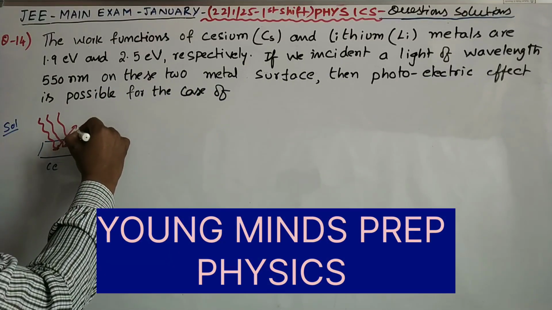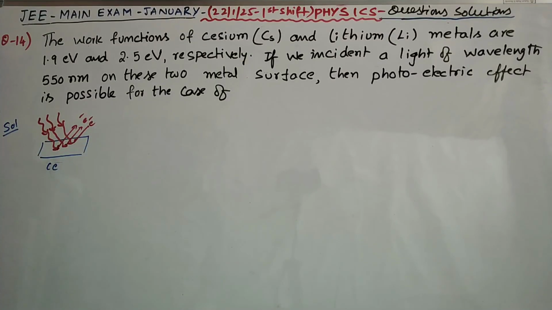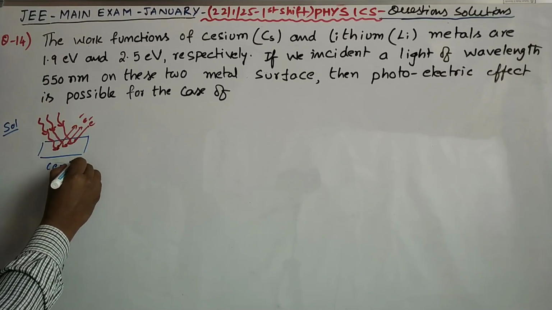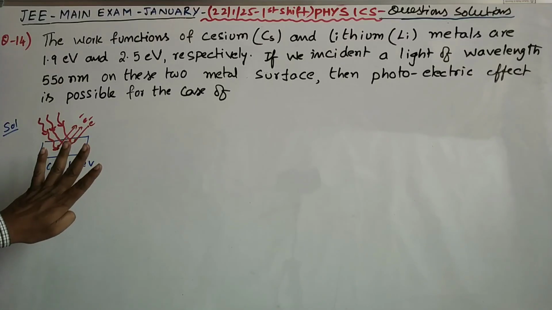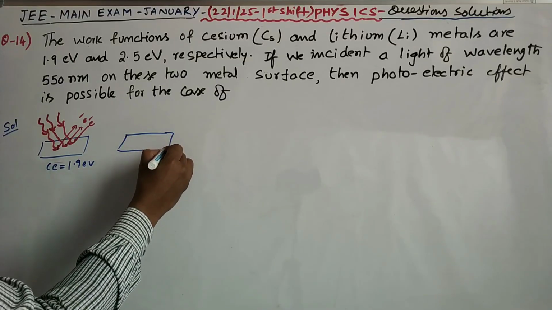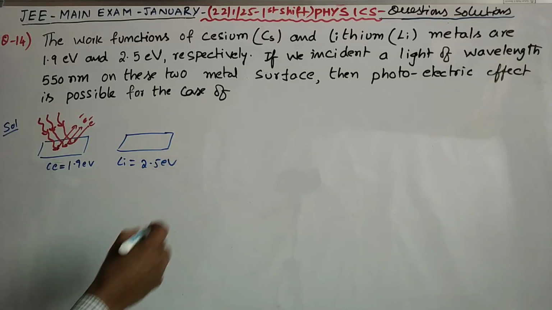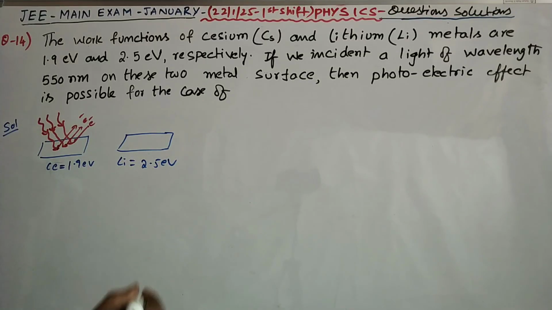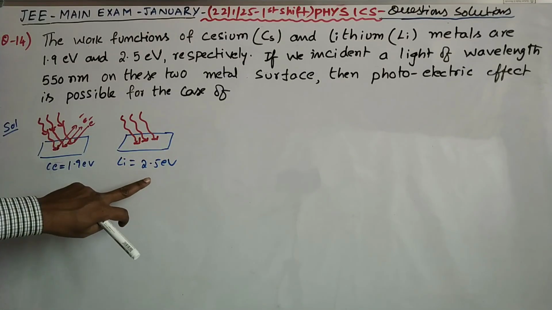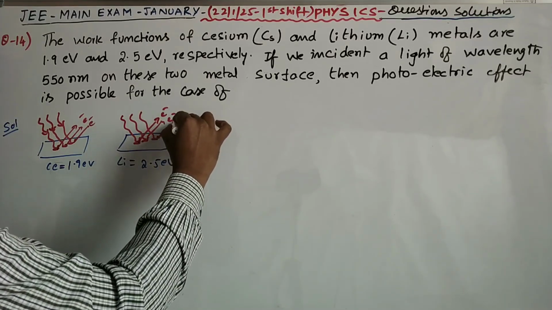Then photoelectrons are ejected from this metal surface. This phenomenon is called photoelectric effect. According to the given question, this is a cesium metal. On this cesium metal, a radiation of energy 1.9 and above, then only photoelectrons are ejected. Similarly, for a lithium metal, the incident radiation must have energy of 2.5 electron volt or more, then only photoelectrons are ejected. This is the statement.